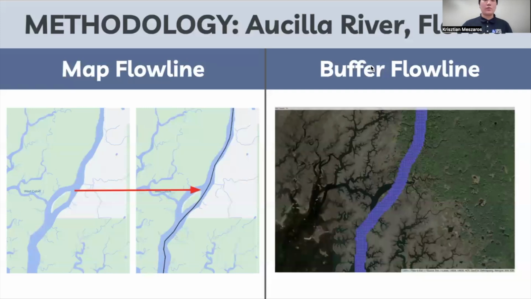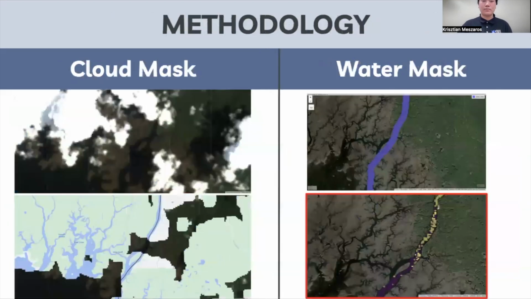So to explain our general methodology, we're going to run through an example, the Osceola River in Florida. Our first step is to map the flowline and get the overall path that the main stem flows down. Then second, we'll buffer that flowline about 100 meters on both sides so that the pixels we're taking will reach the banks of the river and get as much water data as possible.